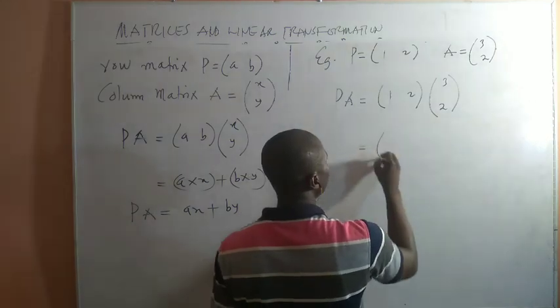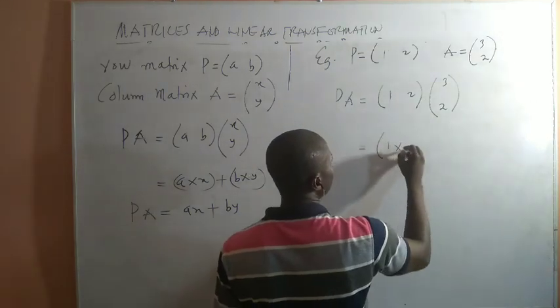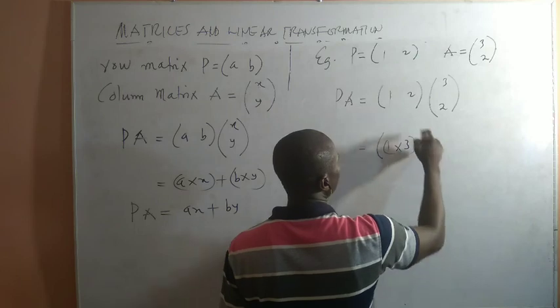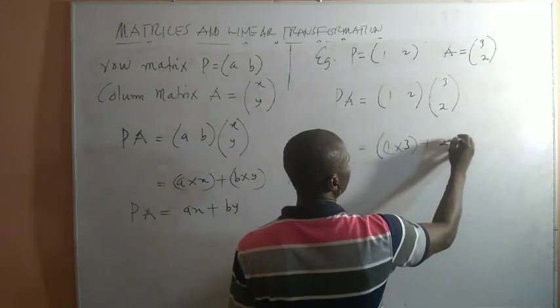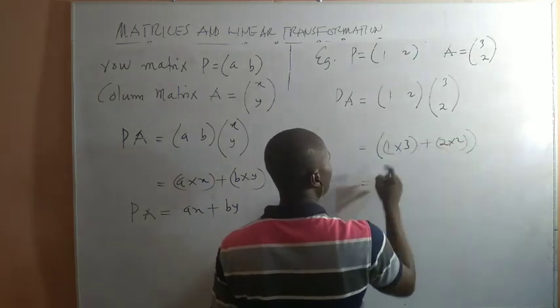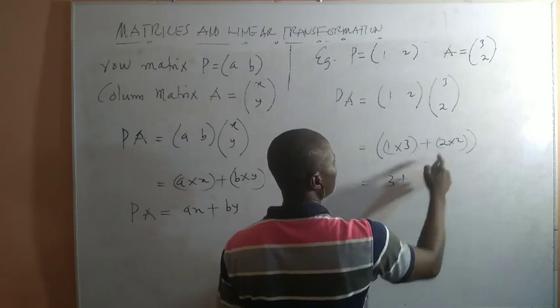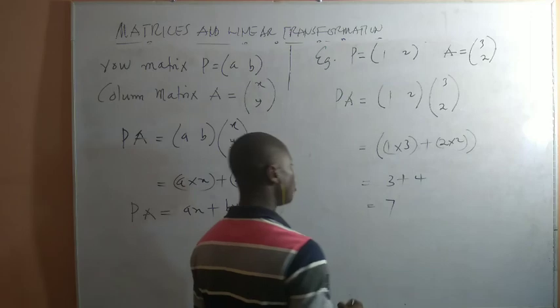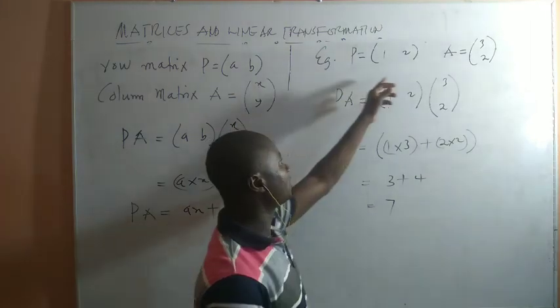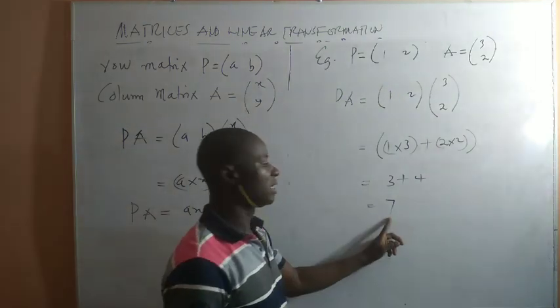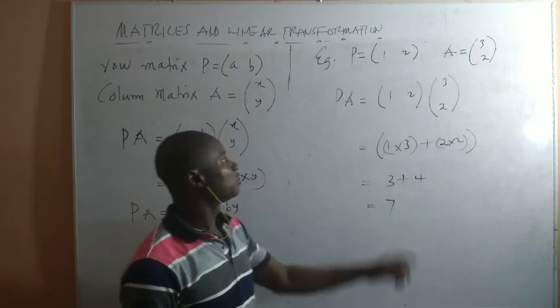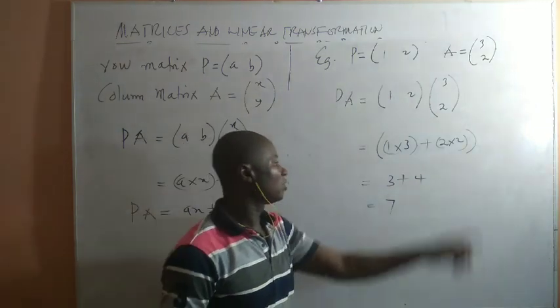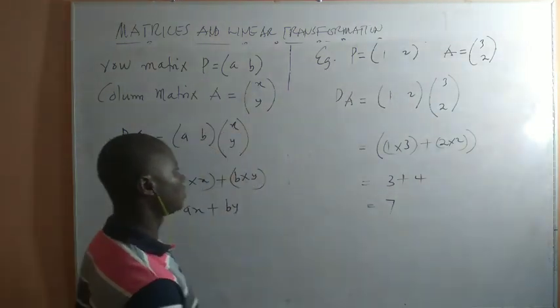And this will be equal to 1 times 3, plus 2 times 2. So 1 times 3 will give us 3, then 2 times 2 will give us 4. The result is 7. So when we multiply a row matrix by a column matrix, we are getting a constant. So take note of that.